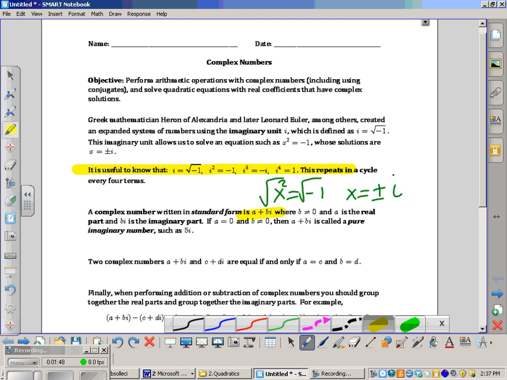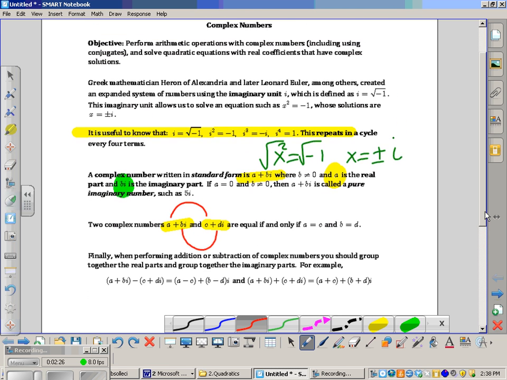In a complex number equation, if you have a plus bi and c plus di, and you want to know if two complex numbers are the same, then you have to line up the parts. A complex number in standard form is a plus bi. The real part is the a, and the imaginary part is the bi. So you need to line up the imaginary parts and the real number parts. So a has to equal c, and bi has to equal di.